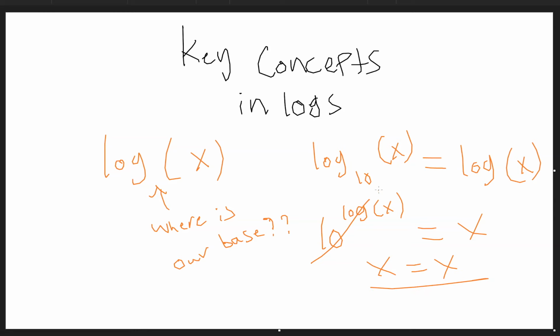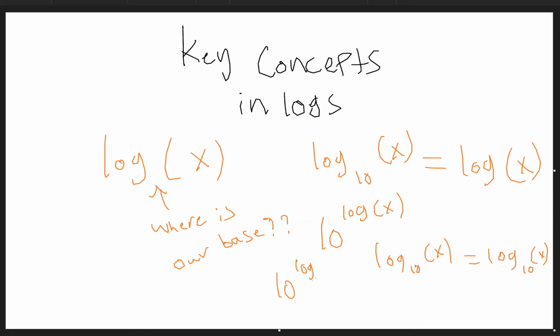Think of it this way. Since we know that log of x equals log base 10 of x, we can write log base 10 of x and exponentiate it: 10 to the power of log base 10 of x equals x, right? So if our base for the exponent and our base for the logarithm are the same, they cancel. That is also a key concept, to know what to do if we have a log in the exponent.